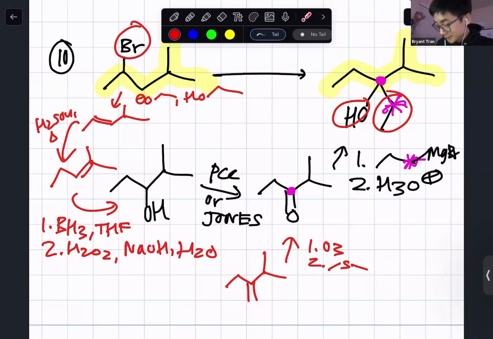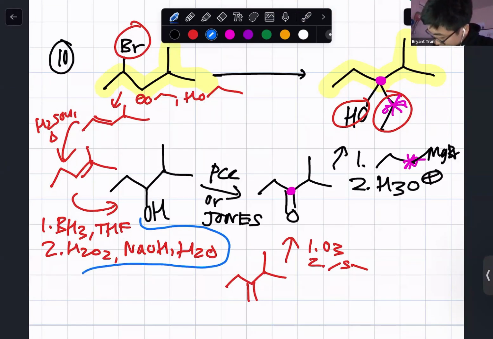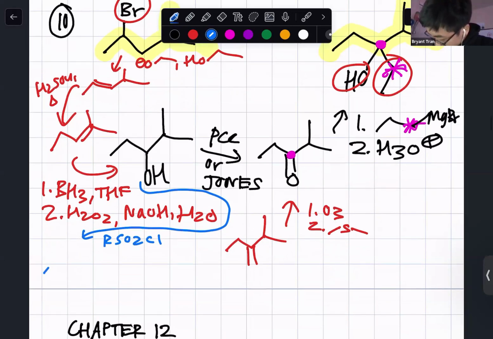If you want to do it the way Katya said, with the ozonolysis, and you want to make this alkene right here, this is what you would have done. From this alcohol, we could convert that into a good leaving group with RSO2Cl, which is this.